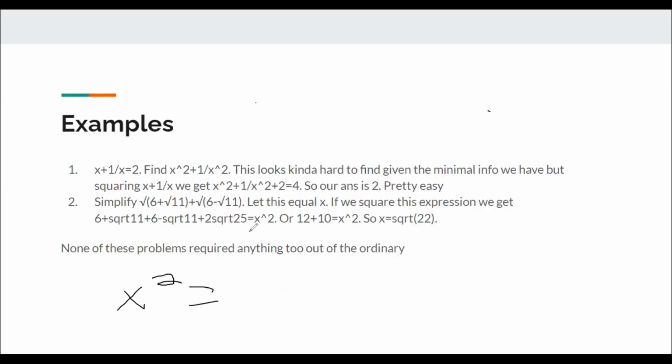You can find that out. So you're just going to get x squared is equal to 12 plus 10, because square root of 25 is 5. And this is 6 plus 6, so 12. So your x is going to be equal to root 22. And it's going to be the positive one. Don't take the negative one in that case.